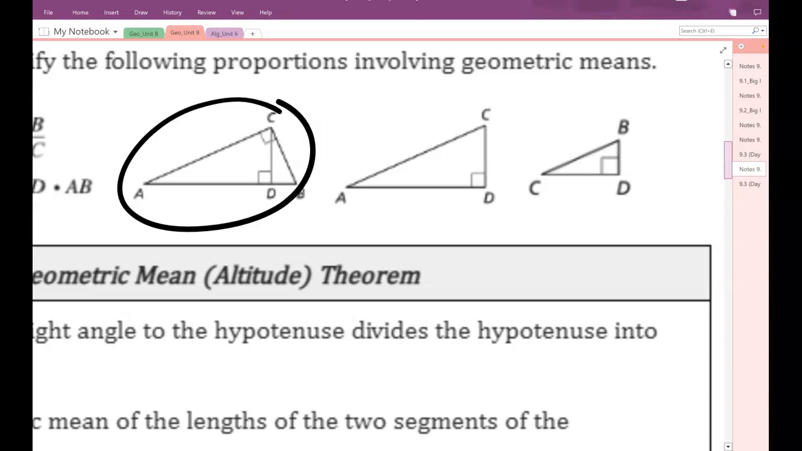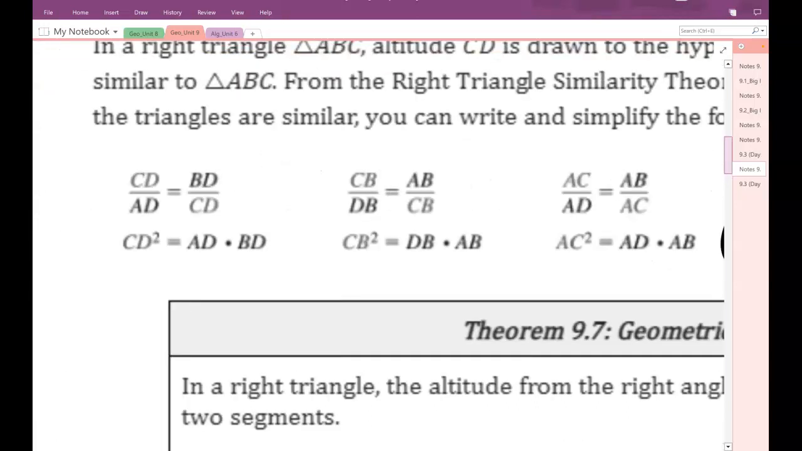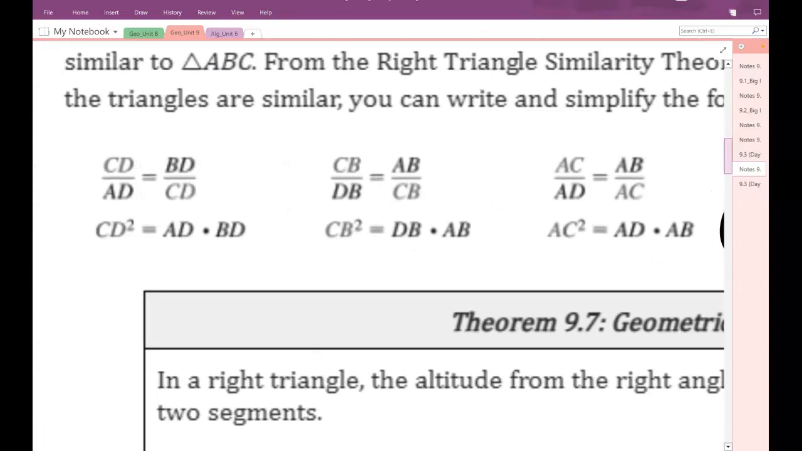And we said they were similar, so we could set up proportionality statements. So that's what we have all over here. All of these are just proportionality statements between the 3 triangles. And what's on the bottom row here is us cross multiplying. So CD times CD is CD squared, and this is AD times BD. Same thing here, we have CB squared, this is DB times AB, AC squared, AD times AB.